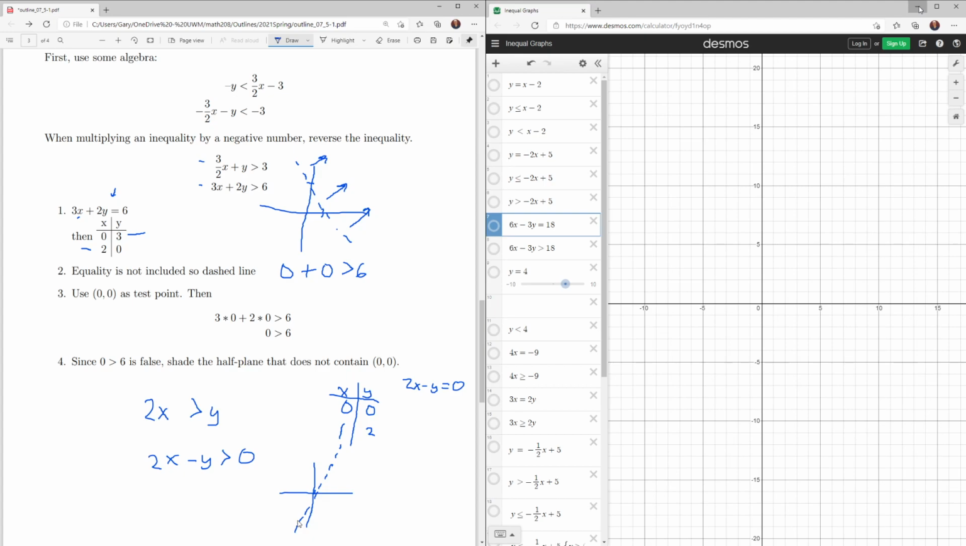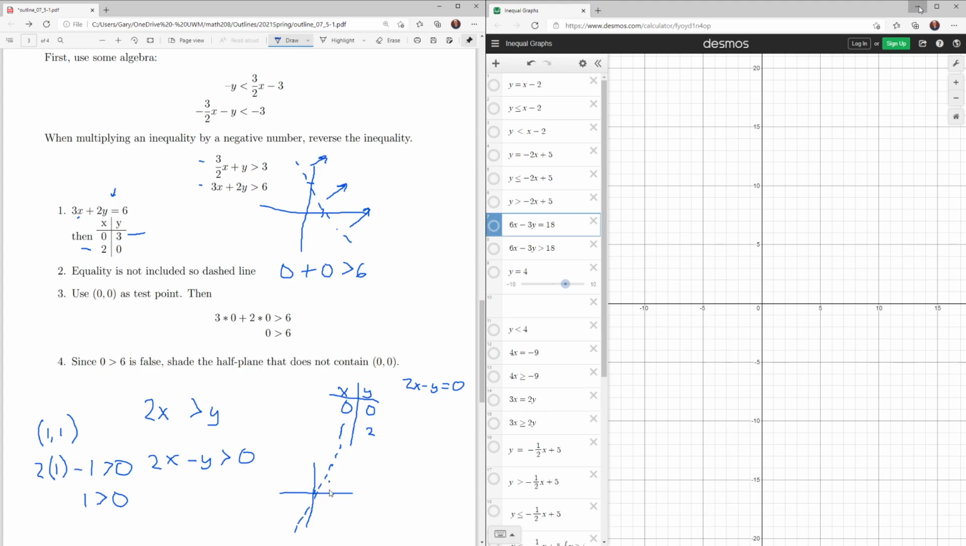Now, we want to determine which side of our inequality this is in. We cannot choose the test point 0, 0. Pick a different test point, any point that's not on the line. Let's try 1, 1. That's not on the line. So we have 2 times 1 minus 1 is greater than 0. 2 minus 1 is 1. Is 1 greater than 0? Yes, it is. So the point 1, 1, which is right here, satisfies the inequality.